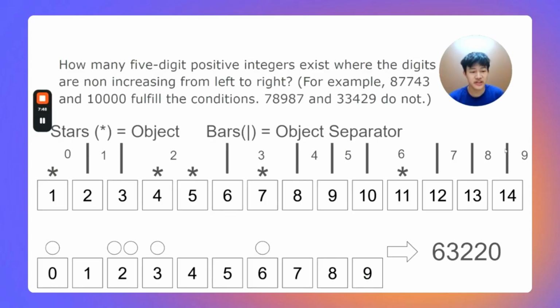So for example, in this arrangement, we've chosen the stars to be at 1, 4, 5, 7, and 11. And we fill the rest with bars. That tells us there's 1 zero, 2 twos, 1 three, and 1 six. That's the same way as if we were to toss our 5 balls and one of the balls landed in 0, 2 in 2, 1 in 3, and 1 in 6. And the only number that works involving these 5 digits is 63220.